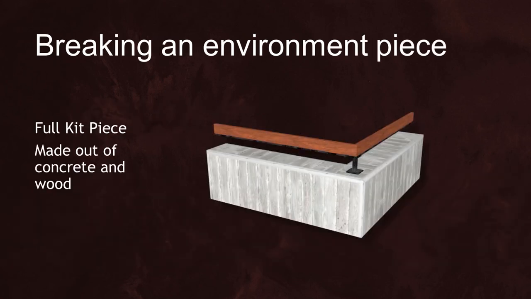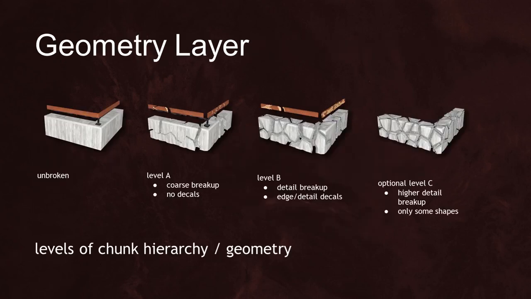Now I want to demonstrate this on an example, just to take you through the details of this. So let's break an environment piece. Let's break this kit piece of concrete and wood, like some kind of railing. That piece of geo came in and we said, okay, let's prepare this to be destroyed. So what we do is we break it into individual layers of breakage. So on the left, the unbroken, then level A as number two, breaking into some bits. You can see wood's breaking a bit differently than the concrete.